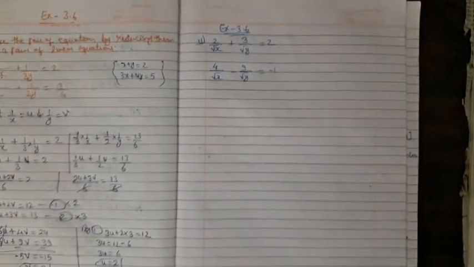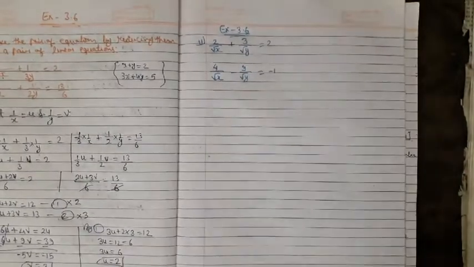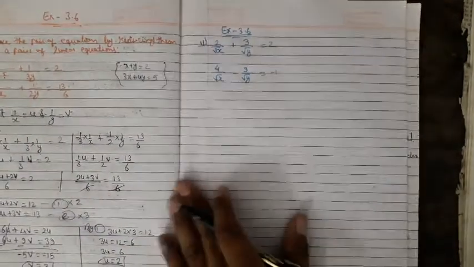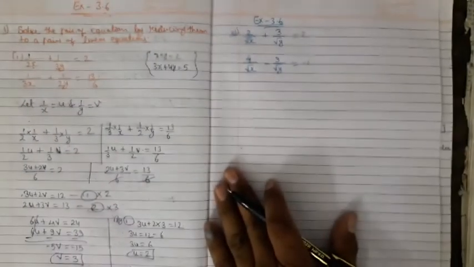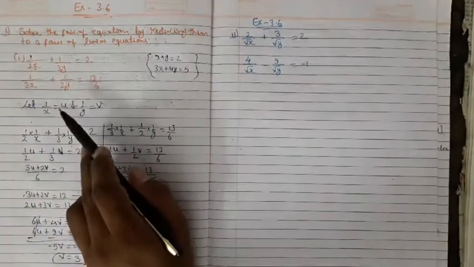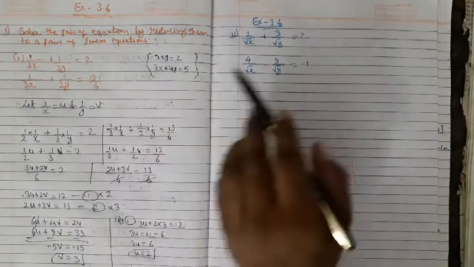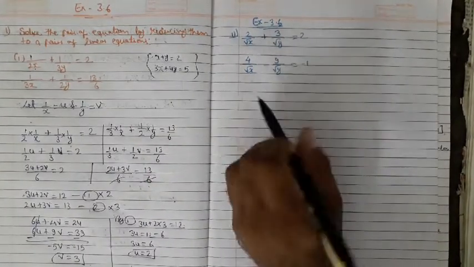As you have done in the first question, the same method will be used. I'm showing you the first one also. In the first one, we supposed 1 upon x equals u. So same thing here, we'll suppose 1 upon root x equals u.